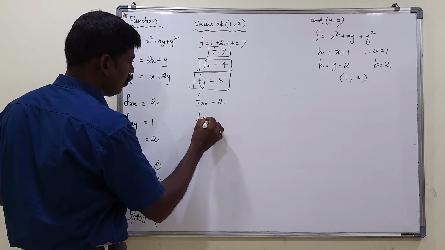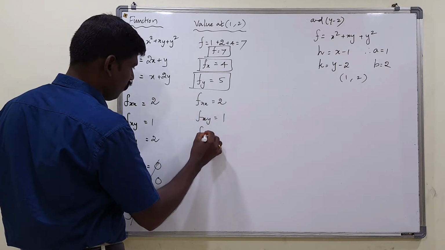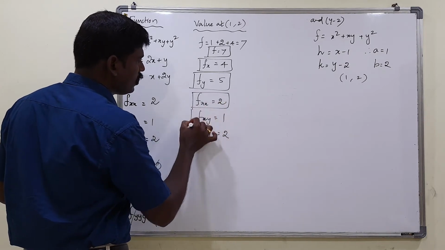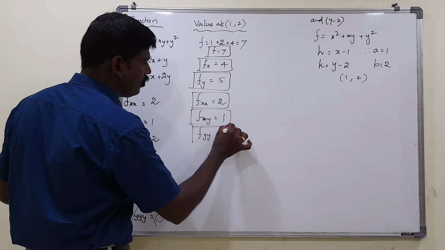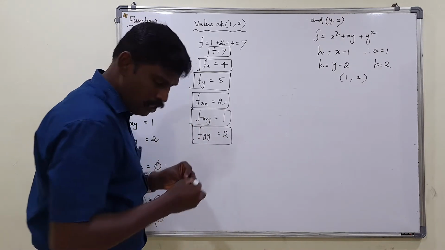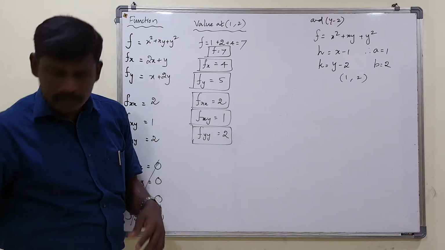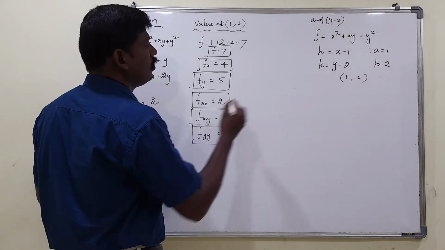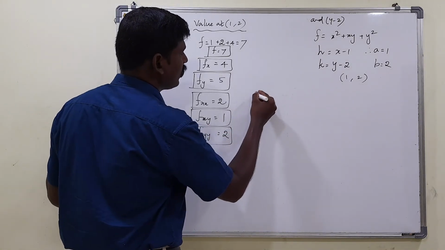fxy is 1, fyy is equal to 2. Okay? Substitute all these values into the Taylor series expansion, you can get the answer. Okay? Right. So what is the Taylor series expansion for this function?